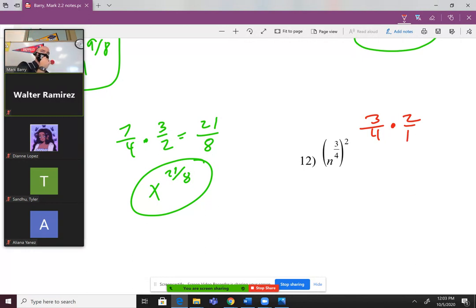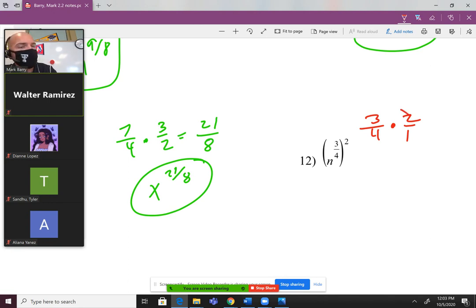Anytime you have an integer, a non-fraction, I would always write it as over 1 when I'm dealing with other fractions. A lot of people do this like 2 over 2, like they multiply the top by 2 and the bottom by 2. Don't do that, okay? 2 is just 2 over 1.